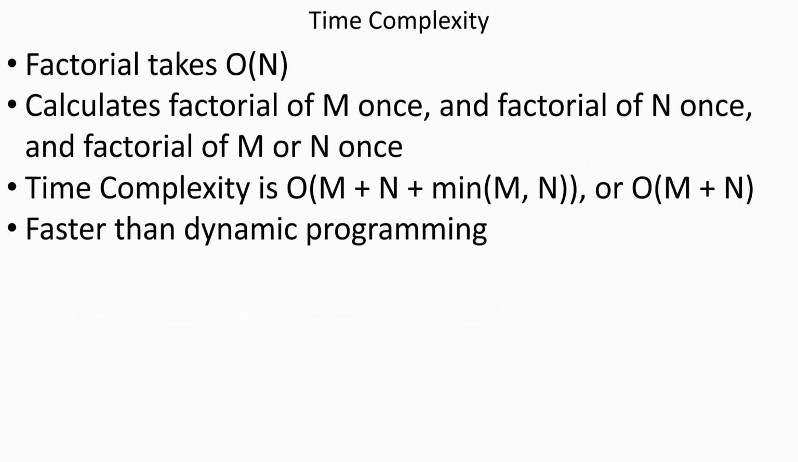The time complexity is O of m plus n because factorial takes O of n for n factorial, and we calculate the factorial of n once, m once, and m or n, depending on what you choose, once too. So the time complexity becomes m plus n plus the minimum of n and m, or just O of m plus n. Since this is m plus n instead of m times n, this is faster than dynamic programming.